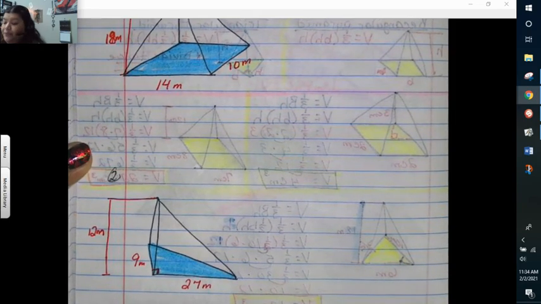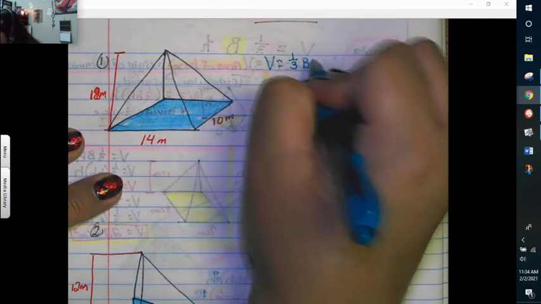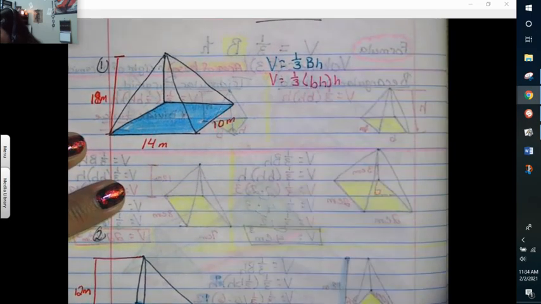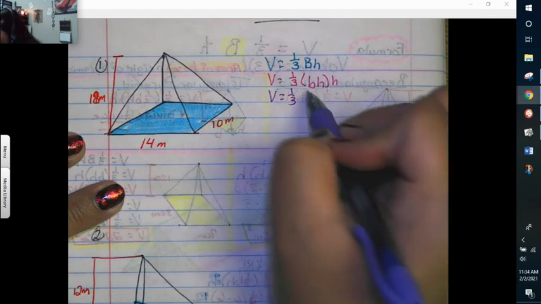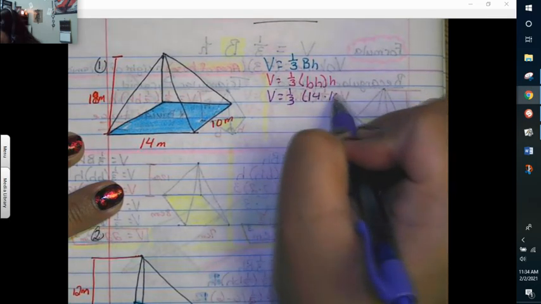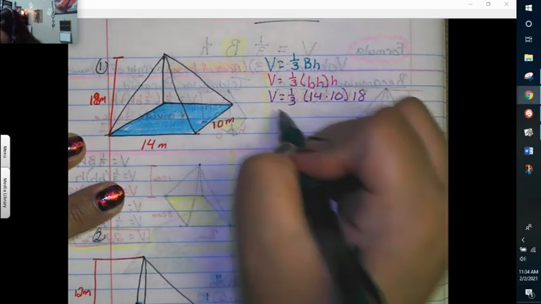All right, so let's go ahead and start off with the top one here. Okay, so the formula you should have written down is the one on your formula chart, 1/3 area of the base times the height. I'm going to go ahead and replace the area of the base with a rectangle's formula, which is base times height, the height of the pyramid. The numbers are 14 by 10, and the height is 18. Okay, I'm going to do my math here.